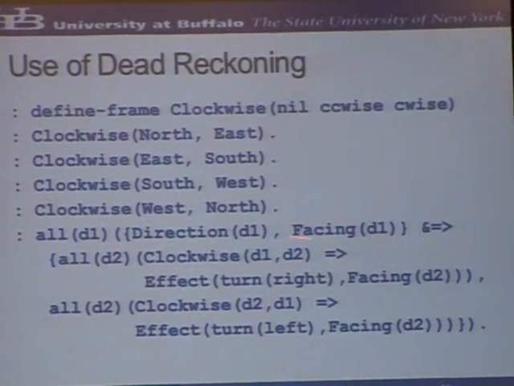For all D1, if D1 is a direction and we're facing D1, see, that's an and entailment, then if D2 is clockwise of D1, then the effect of turning right is to be facing D2. Make sense? Also, there's another consequent: for all D2 such that D1 is clockwise of D2, the effect of turning left is to be facing D2. That's all we have to tell it, right? The four directions, the fact that it's always facing exactly one of those directions, and the effect of turning is to be facing either the clockwise direction if you turn right or the counterclockwise direction if you turn left.